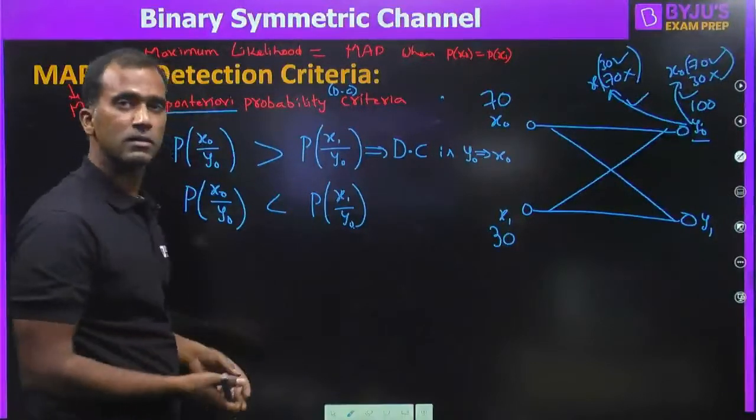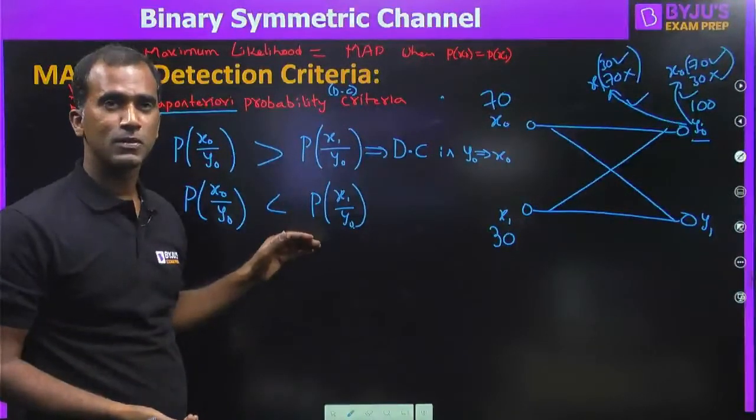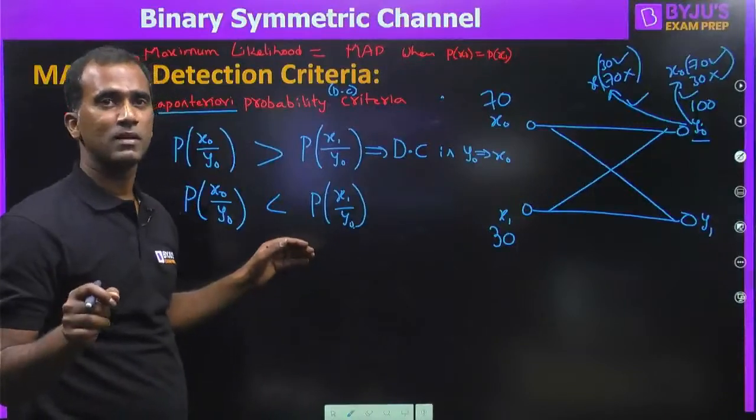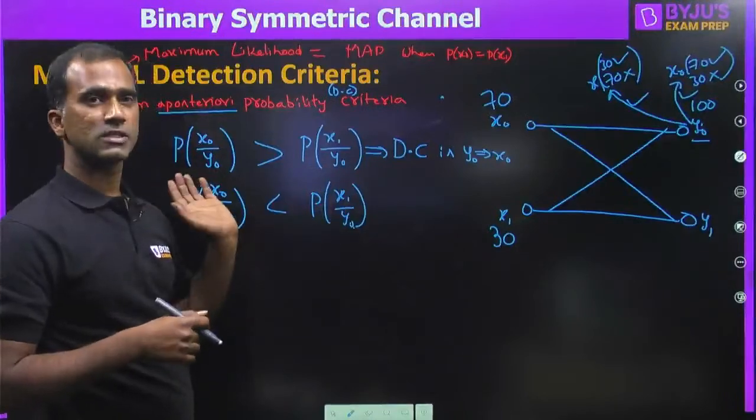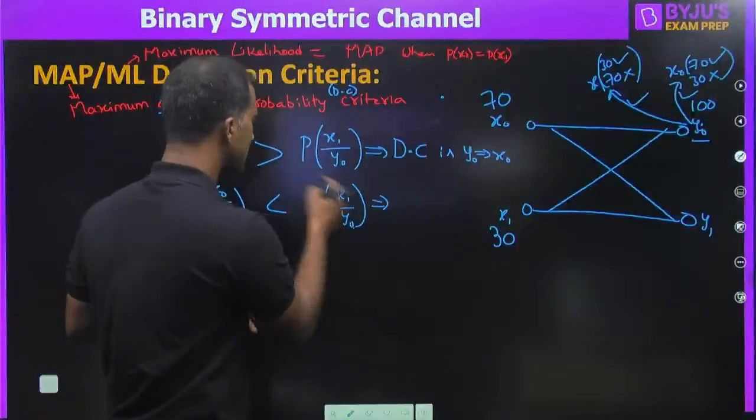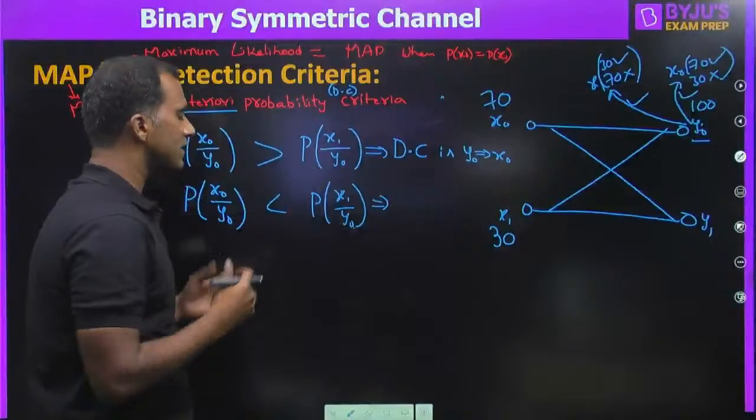Both will not happen, right? Only one of them will happen. So based on the information in the given problem, we can understand either this relation is being satisfied or this relation is being satisfied. So let's say if this relation is being satisfied, then what should we do?